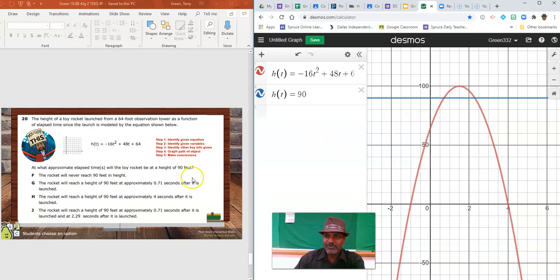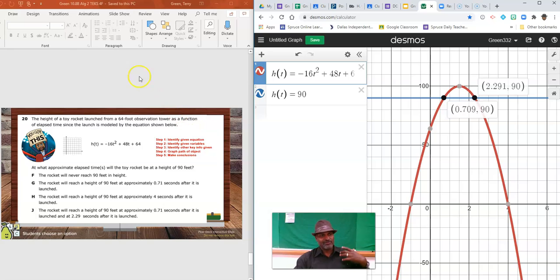So let's see what we got here. We want to know at 90 feet, that's the blue line, what we got going on here. At 90 feet, we see that the rocket will be at 90 feet in 0.7 tenths of a second and at 2.3, or 2.29, seconds, which is choice J. And that completes our little mini class on Desmos and solving equations.